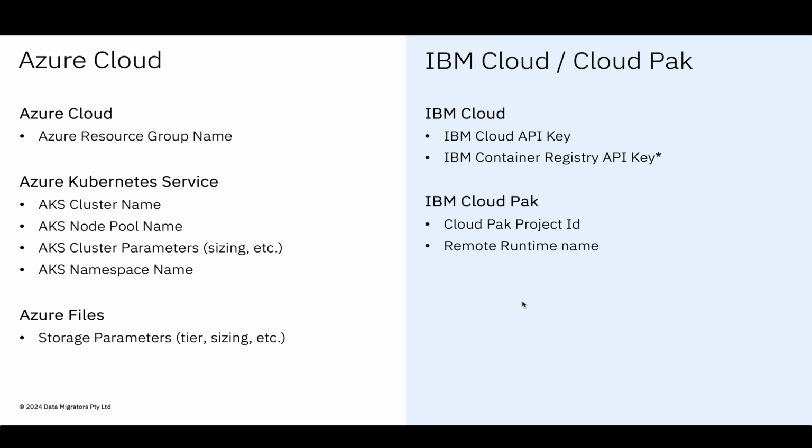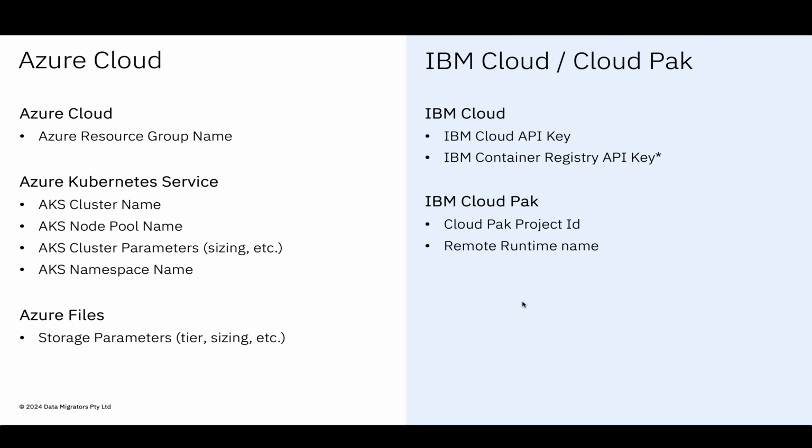The bits of information that we need to collect in order to do that are listed here. On the IBM Cloud side of things, I need a Cloud API key that enables me to talk to IBM Cloud. I'll need a container registry API key, which is different, that enables me to talk to the container registry. And within the Cloud Pak environment, I'll need my Cloud Pak project ID and also a name that I'm going to use to refer to my remote runtime.